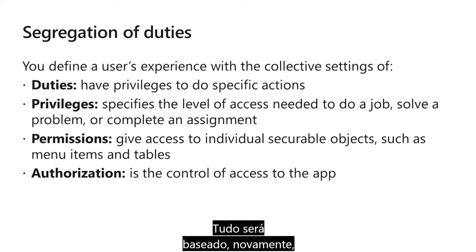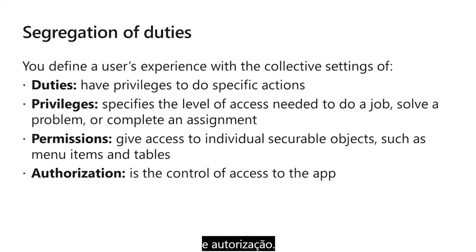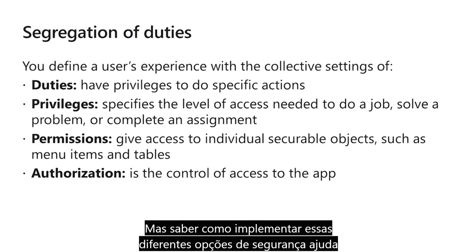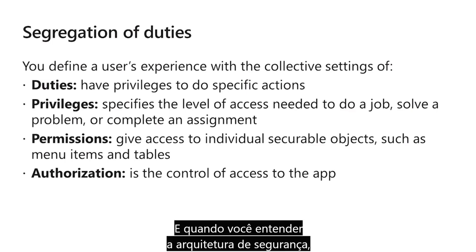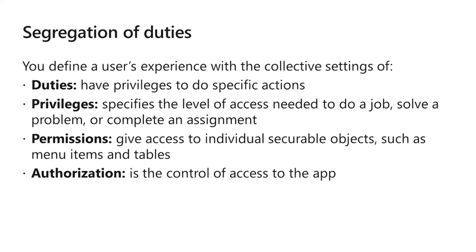So all of these are going to be based off those duties, privileges, permissions, authentication, and authorization. But knowing how to implement these different security options helps companies basically meet different security requirements. And when you understand the security architecture, you can customize the security to fit the requirements of your business.